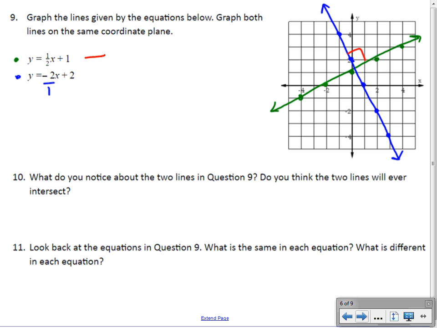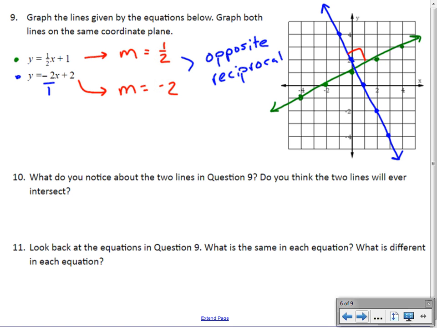So our first one has a slope of 1/2. Our second equation here has a slope of -2. Now, these slopes are not the same, but the relationship between these slopes is what makes our lines perpendicular. The relationship here is that these are what we would call opposite reciprocal slopes. It means they have opposite signs, and then the numbers that are there are reciprocal to one another.